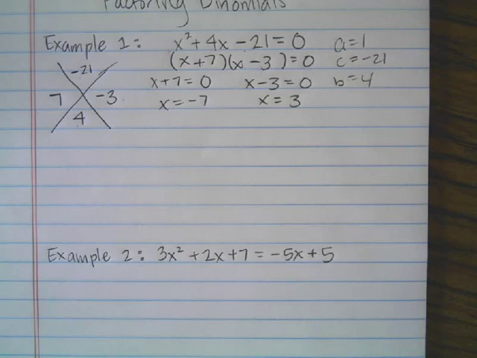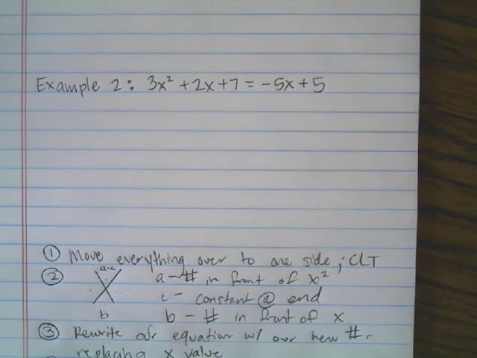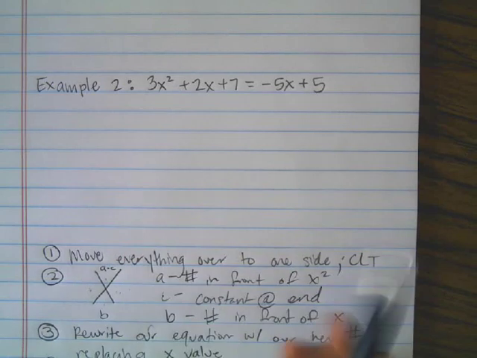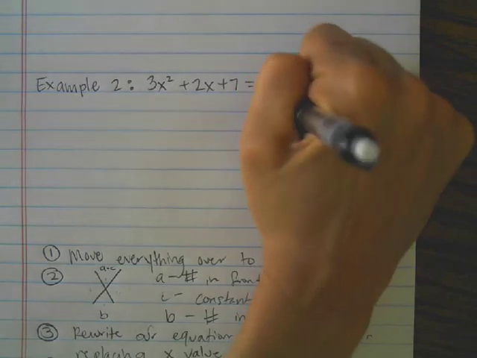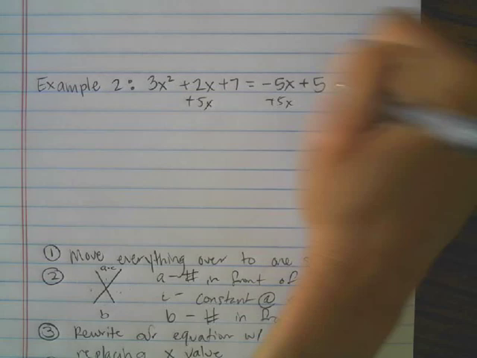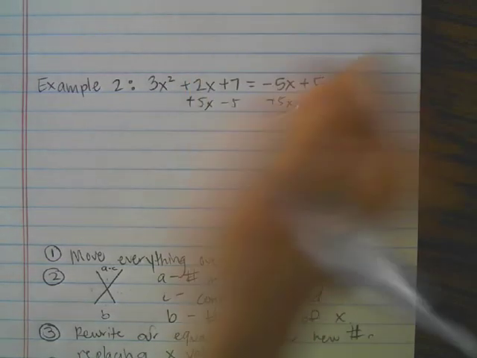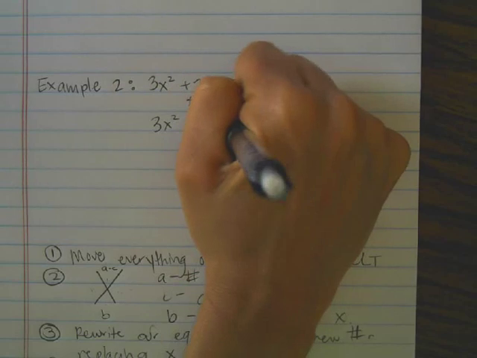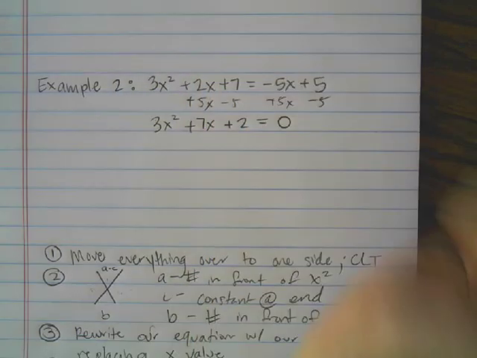Now, to do the next one, we do the same thing, only we have to add in a step. So, a couple steps. The first thing we need to do is combine like terms. We don't have everything over to one side, so we're going to move it over to one side. We say plus 5x, and minus 5, minus 5. So we have 3x squared plus 7x plus 2 equals 0.